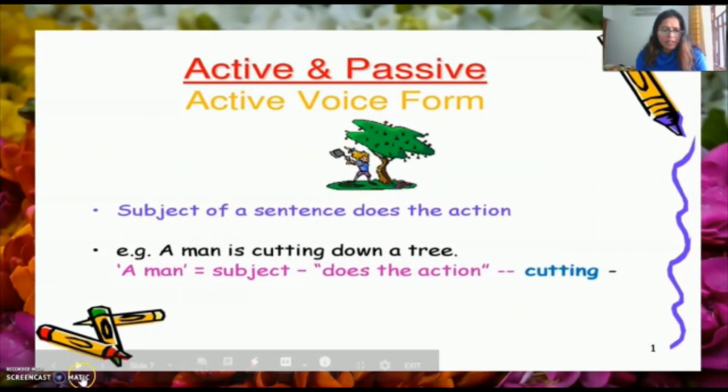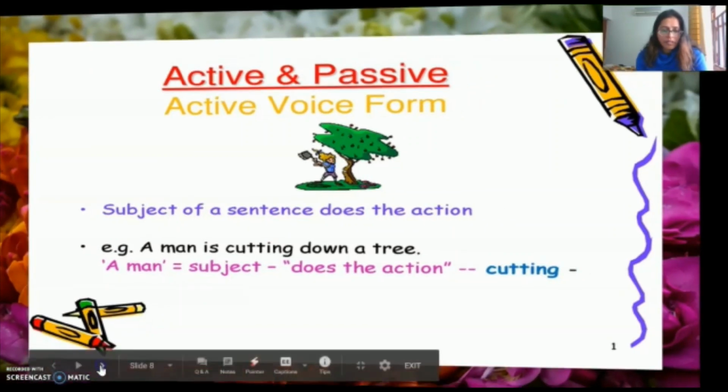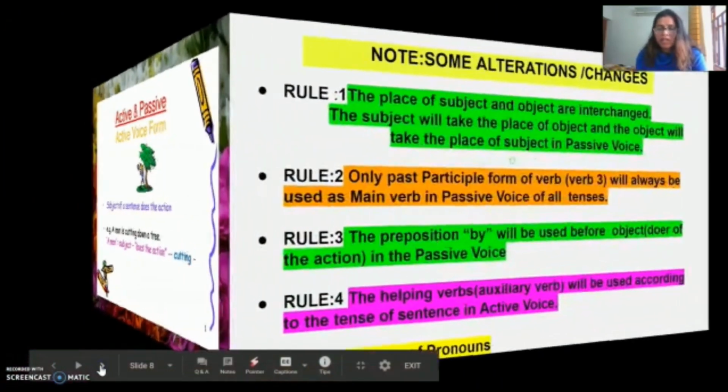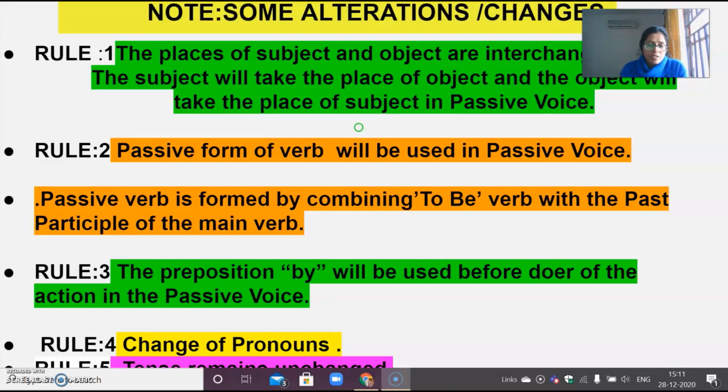I have already discussed this slide, so no point of wasting our time on this slide. So now some important alterations that you need to make when you are converting a sentence from active to passive. So let's discuss. Students, I'm not going to discuss these rules today. Definitely in my next video, I'm going to take up all these rules.